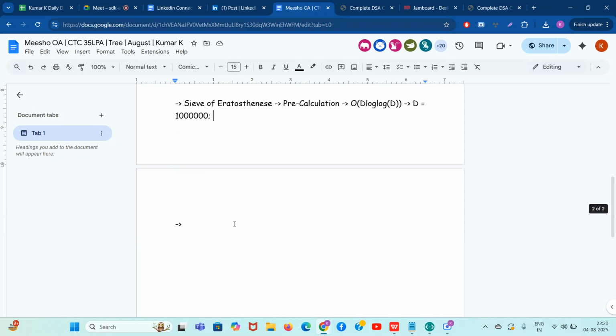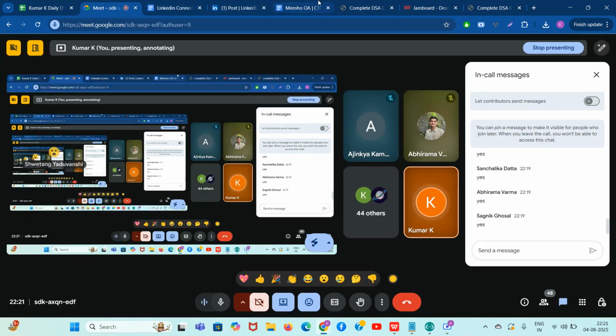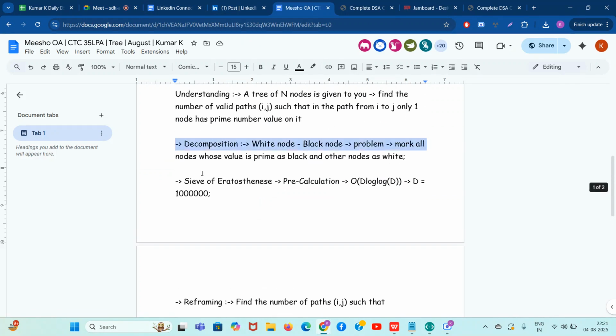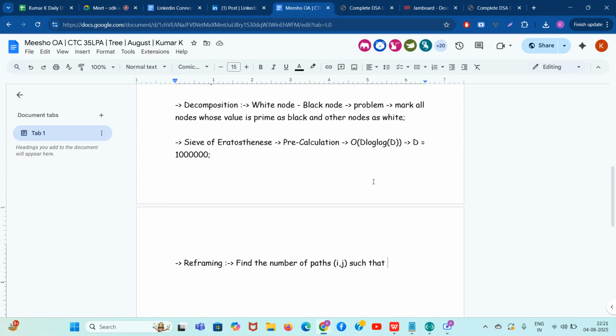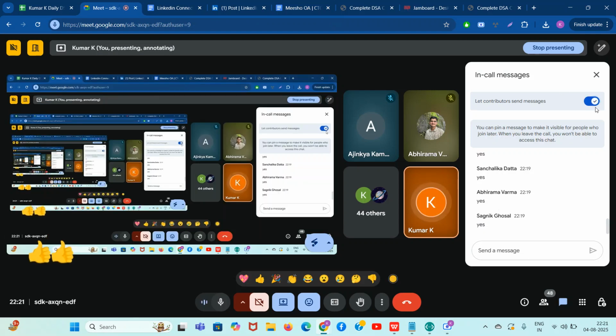Now, guys, what is the new problem? Tell me now, what is the reframing? Reframing of the problem is find the number of paths i, j such that... react with emojis if you will be able to tell me what the new question is. Once this process is done, our tree has only white nodes and black nodes. Now what do we have to find? The number of paths i, j such that exactly one node in that path is of which color? I leave that up to you. Tell me, guys, what will be the reframing?